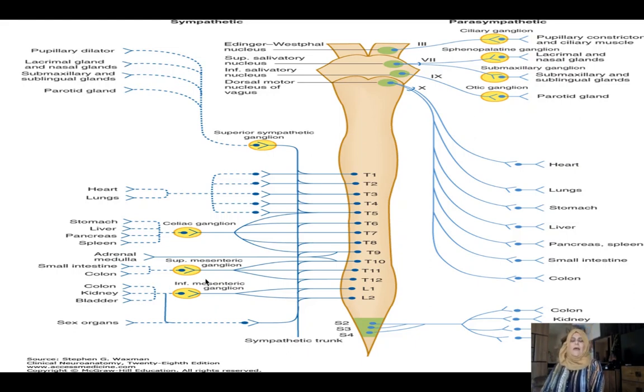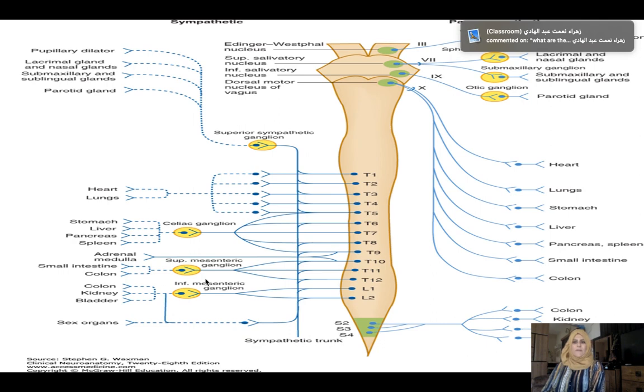هذه بالنسبة إلى السمباثيتك. نجي بالنسبة إلى الباراسمباثيتك. إذا نجي عليه, from where does it arise in our body? It is a craniosacral outflow.